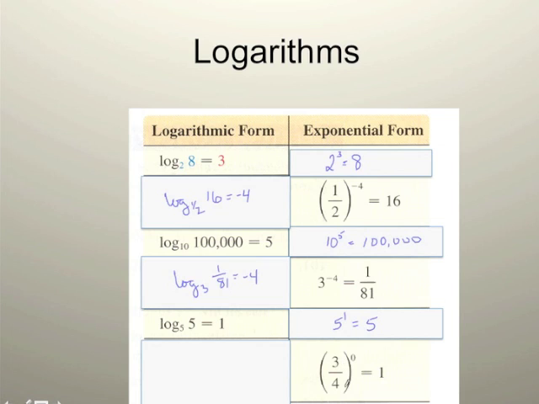We have 3/4 raised to the 0 power equals 1. So the log base is 3/4. That's what we're raising to the power. When we raise it, we get 1, and the exponent is 0. You must be able to do these transformations.